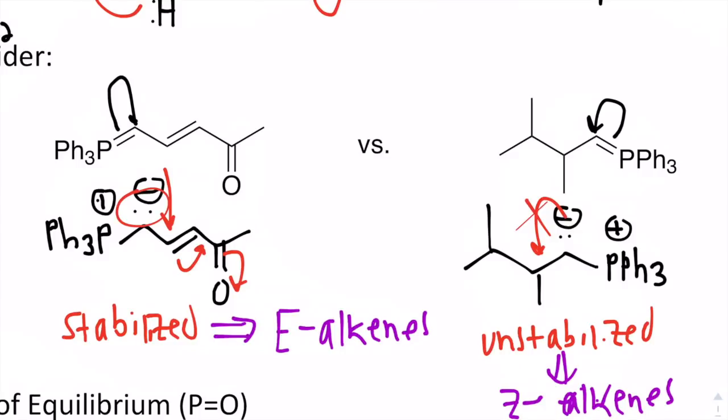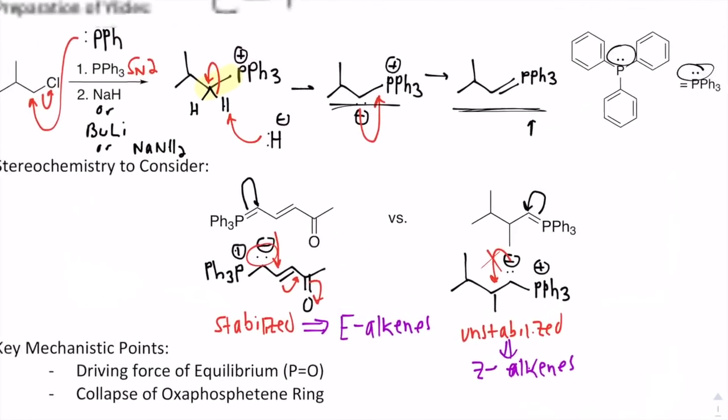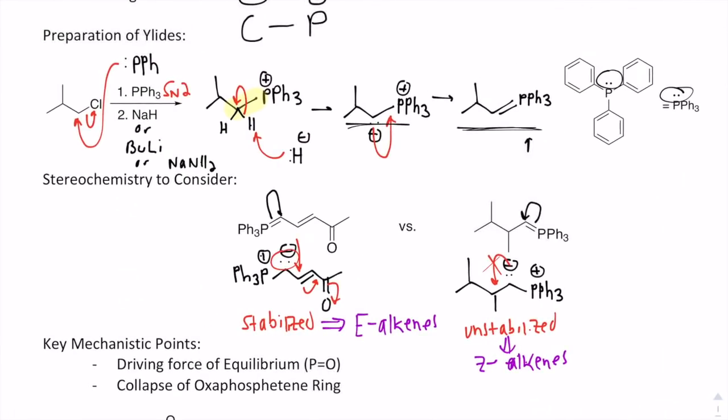And although we don't really discuss the mechanistic points of why, I can just tell you right now it has something to do with the transition state and how the sterics are involved with a trans arrangement versus a cis arrangement, but we do not require you to know that. Just realize that if we have a stabilized ylide, we have E-alkenes, and if we have an unstabilized ylide, we're going to form a Z-alkene. All right? So those are the stereochemistry considerations.